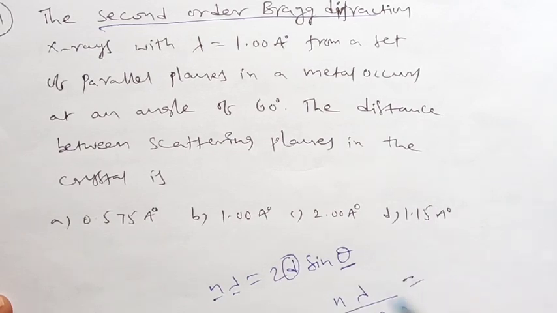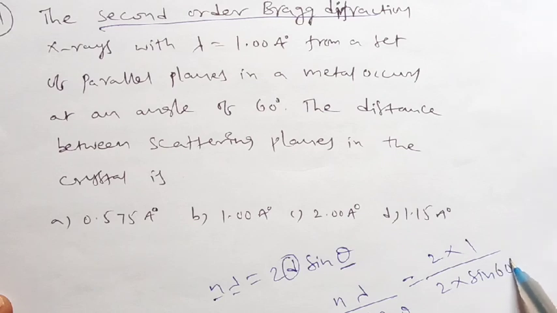Is it okay? Now here n is nothing but second order, they only said 2, and lambda is already given in angstrom units, 1 angstrom. Okay, 2 into sin theta, nothing but sin 60. Then if you simplify, you'll get 1.15 angstrom units, because this is 1 angstrom unit. Yes, is it clear? 1.15. This is the correct answer.